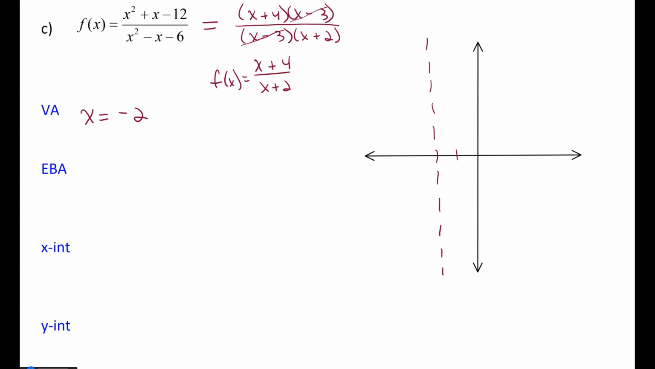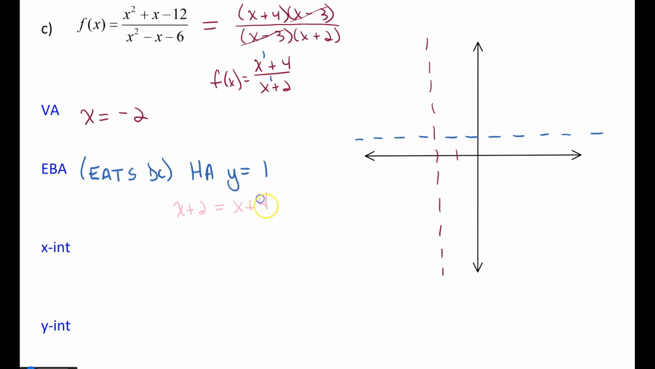Okay. Looking at our end behavior asymptote, I've got a degree 1 and a degree 1. This is the exponents are the same. Divide coefficients. So we get a horizontal asymptote at y equals +1. So I'll go ahead and plot that in. Okay, do we cross? If I set our simplified function equal to 1, I'm going to get x plus 2 on this side equals x plus 4. Our x's will divide out, leaving me with a false statement. This one does not cross.